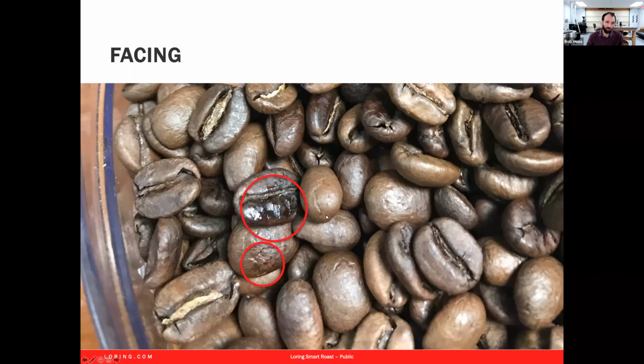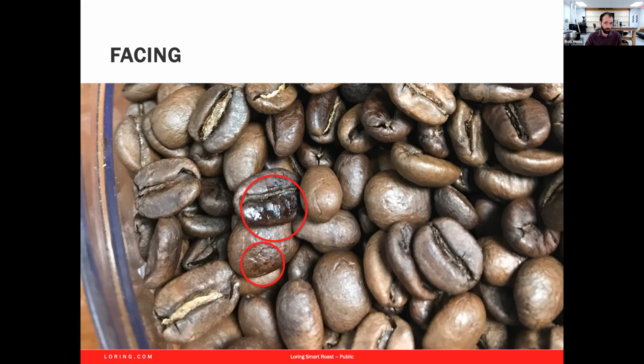The way that facing typically happens is by overloading the coffee roaster. If you overload the coffee roaster, as the coffee expands, especially those of you who do dark roast, we get close to 100% volume expansion. Lighter roasts are more like 30%. So even if you fill a coffee roaster half full, if you're doing a second crack dark roast, it's going to be majority full by the time you're done with the roast because of volume expansion.